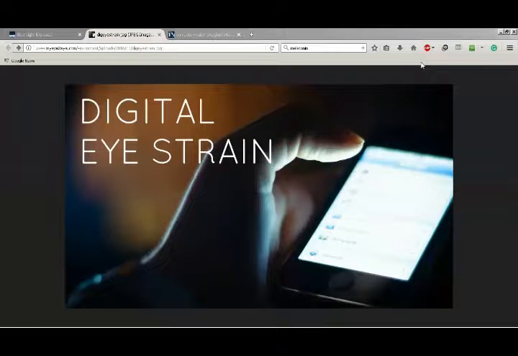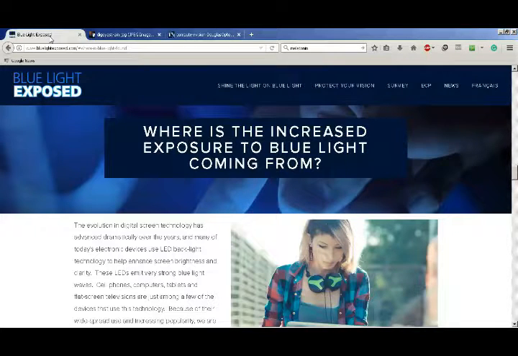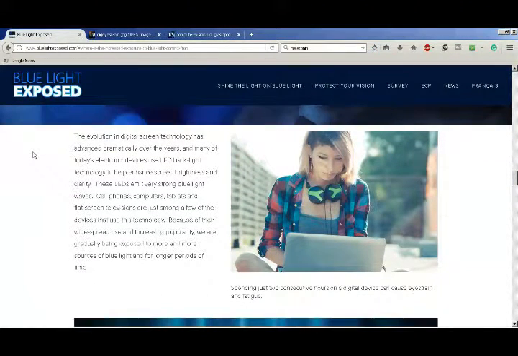So, without any further ado, let's get into it. We're looking at an article here out of bluelightexposed.com, and I'll leave the link in the description so that you can check it out on your own time. But it says, where is the increased exposure to blue light coming from? The evolution in digital screen technology has advanced dramatically over the years, and many of today's electronic devices use LED backlight technology to help enhance screen brightness and clarity.